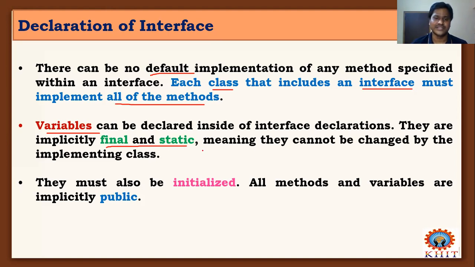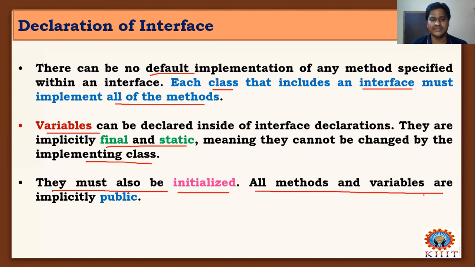Got it? So here, this means they cannot be changed by the implementing class. Even though these variables are defined inside the interface, the classes which implement these interfaces can use those values for accessing only, but not changing or modifying, not allowed. And next, they must also be initialized. They must be initialized in the interface when the variables are declared.